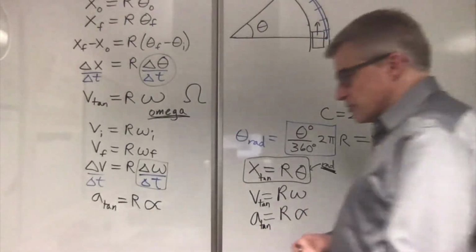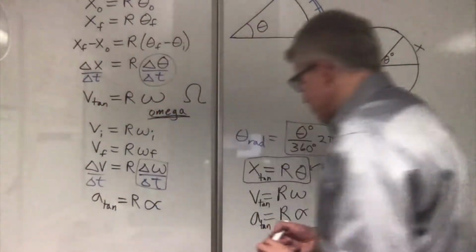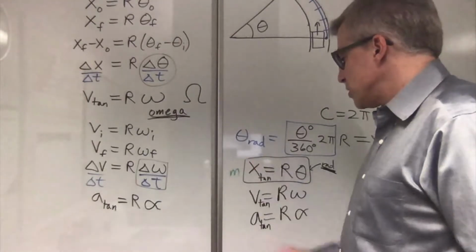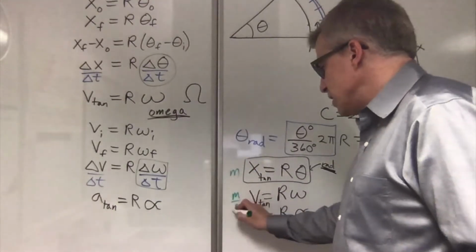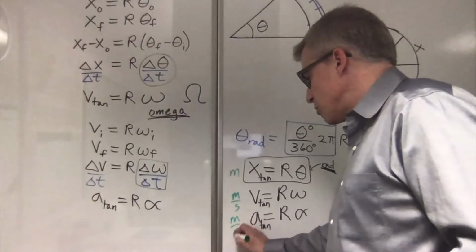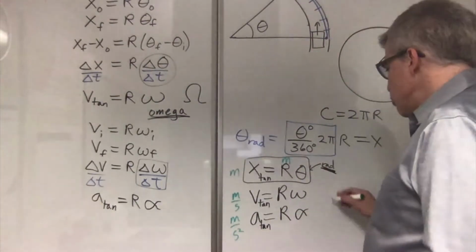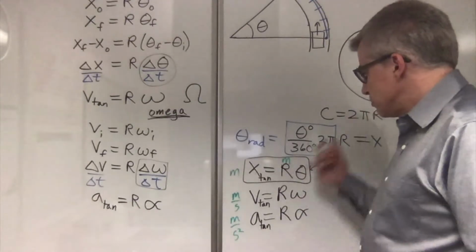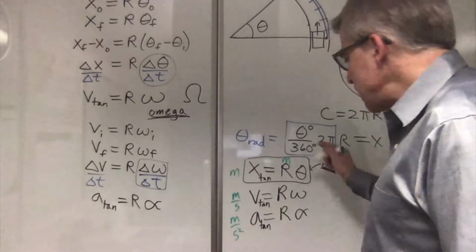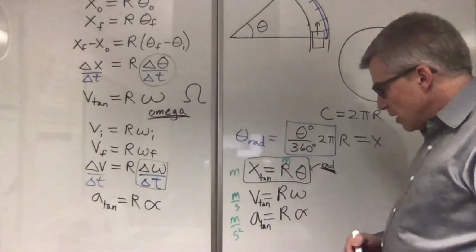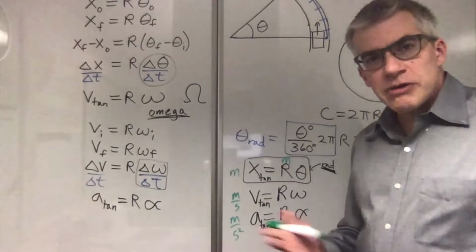So let me point out some things about the units here. X is in meters. V is in meters per second. A is in meters per second squared. That's familiar. R is in meters, which means theta should be in blank. The radian is what we call a dimensionless unit. But how could you have a unit without a dimension?